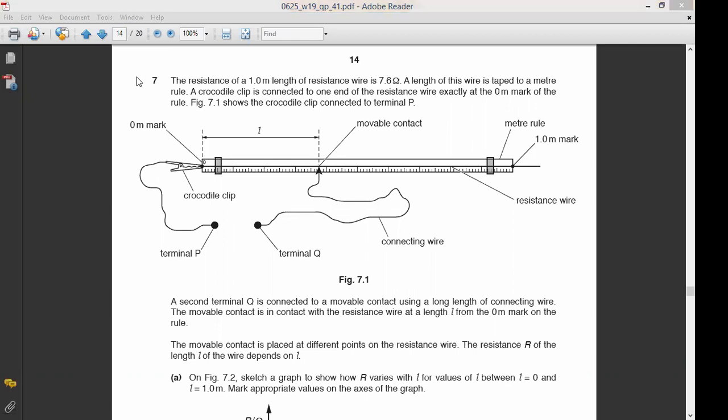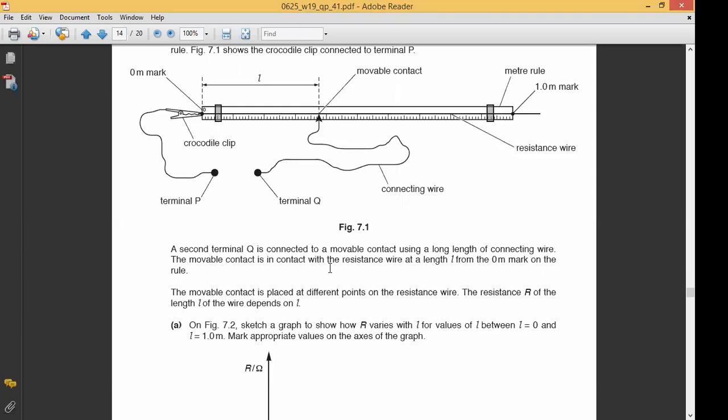Number seven says the resistance of a 1 meter length of resistance wire is 7.6 ohm. The length of this wire is taped to a meter rule. A crocodile clip is connected to one end of the resistance wire exactly at the 0 meter mark of the rule. Figure 7.1 shows the crocodile clip connected to the terminal P. A second terminal is connected to a movable contact using a long length of connecting wire. The movable contact is connected to the resistance wire at length L from the 0 meter mark on the rule.